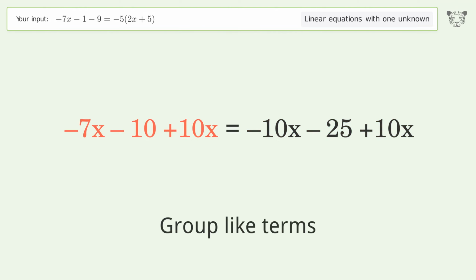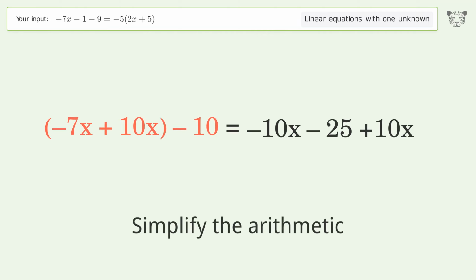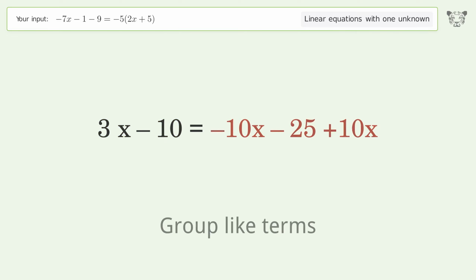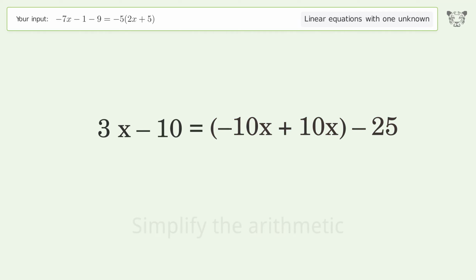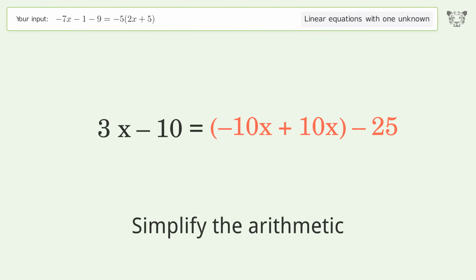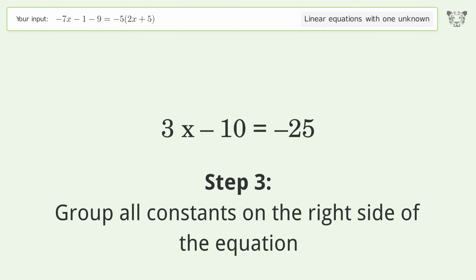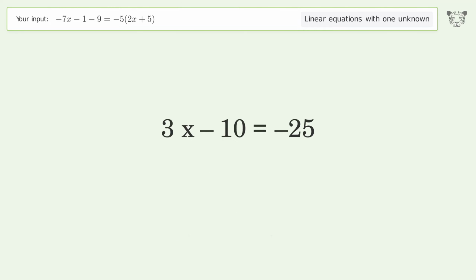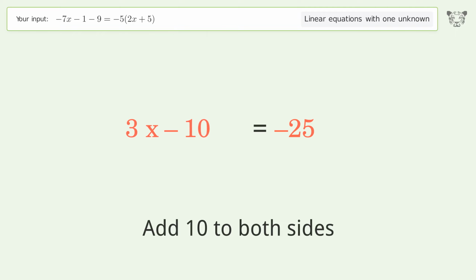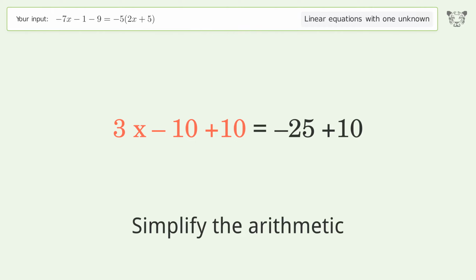Group like terms. Simplify the arithmetic. Group like terms. Simplify the arithmetic. Group all constants on the right side of the equation. Add 10 to both sides. Simplify the arithmetic.